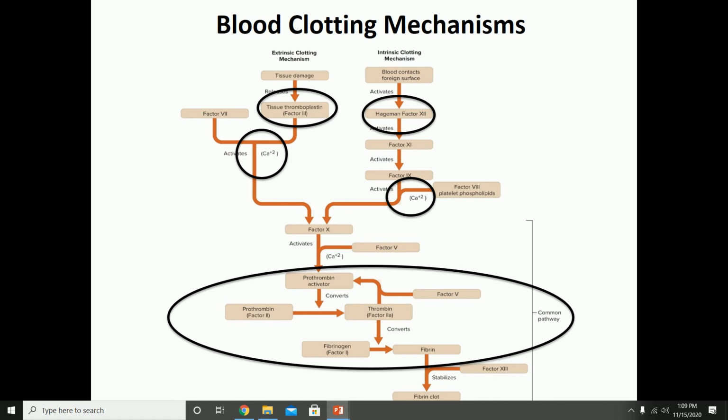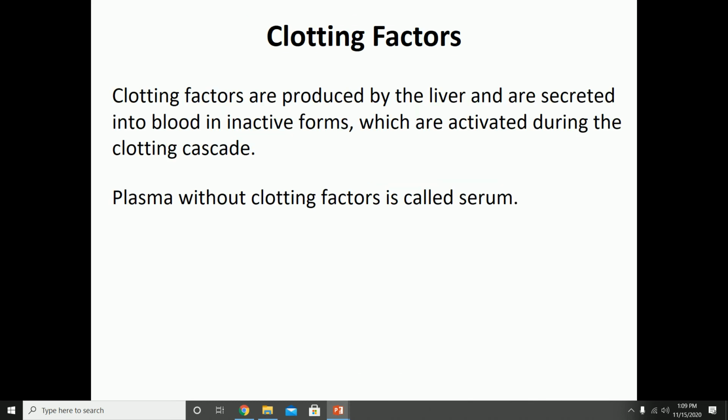A couple of things to keep in mind in these mechanisms. Either pathway does need calcium, and we will see the importance of vitamin K as well. Clotting factors are produced by the liver. All of these proteins that we have to activate in order to form a clot are synthesized by the liver, and they are secreted into the blood in an inactive form. Again, you do not really want them active in the bloodstream because that'll just keep on making blood clots. You want to keep them inactive until a blood clot is needed, and then you start to activate them in order. Remember that plasma without these clotting factors, we call that serum.